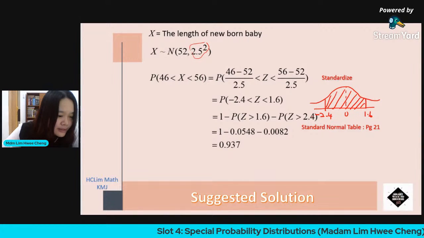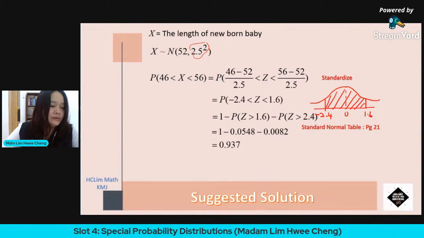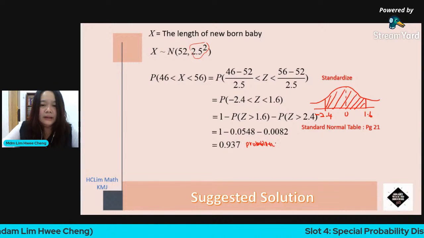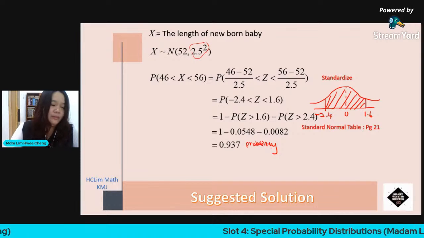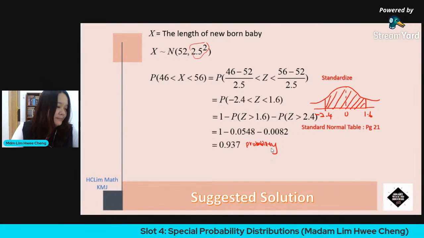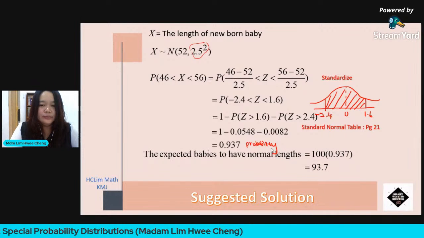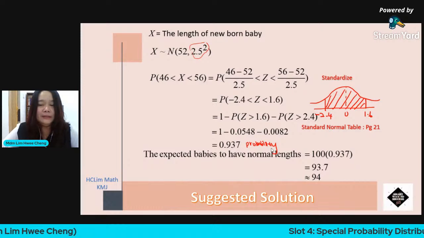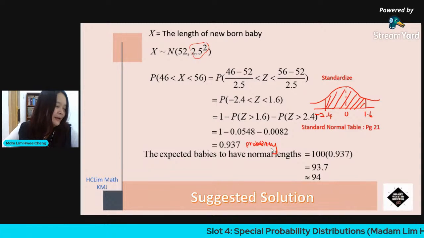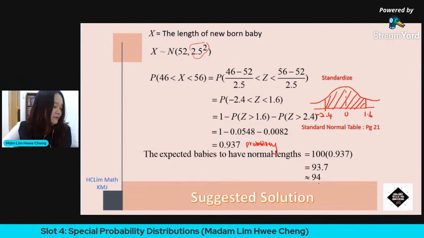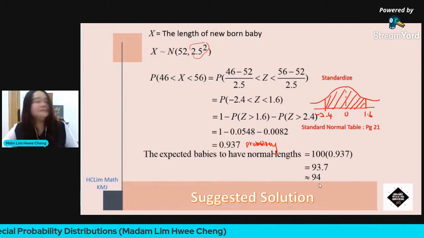0.937. Okay, very good. 0.937. Okay, so ini bukan final answer yang kita nak. Ini just probability aja kan. Kita nak number of baby. So we may multiply this with the 100 sample here. Okay, so we will get 93.7 baby. So lebih kurang 94 baby lah. Bilangan baby tak boleh pecahan, tak boleh decimal. So lebih kurang, it is approximate to 94 baby, dia adalah normal.